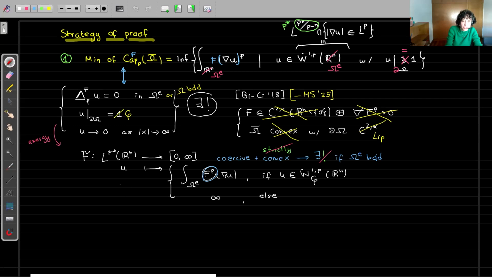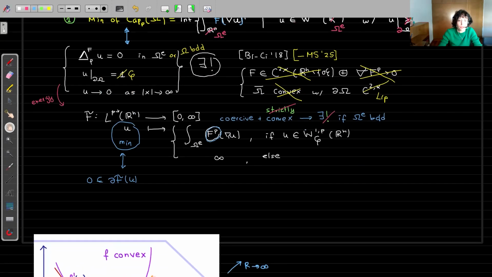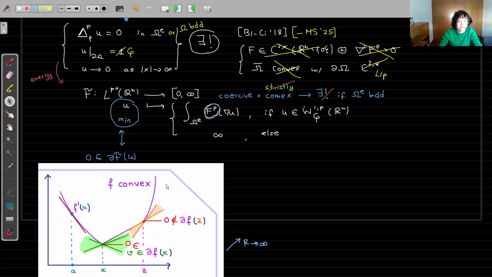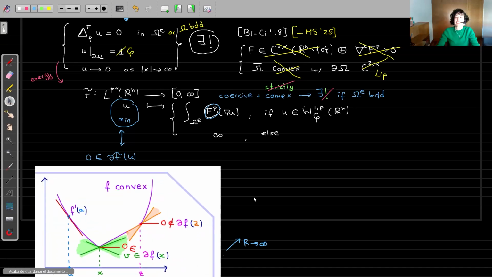If we have that U is a minimizer, then a standard fact for people working with non-smooth things is that U is a minimizer if zero belongs to the subdifferential of F of U. That's a completely standard fact. But as I said, my life used to be smooth before I met some of my collaborators. Even if it's elementary, I want to show you that with a quick picture.